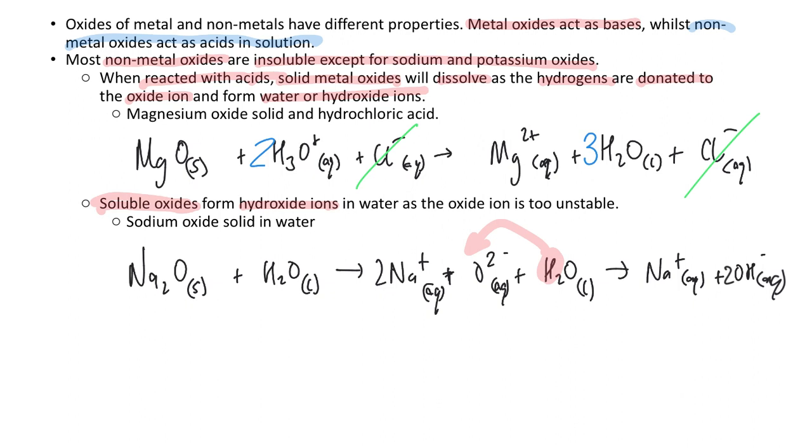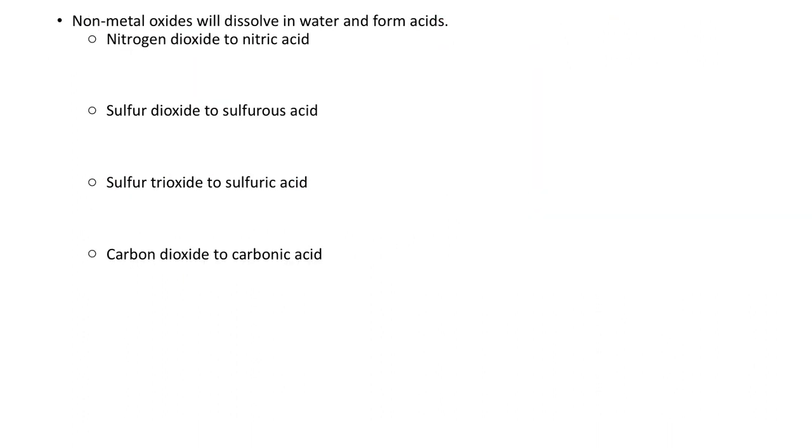Okay, and let's move on to the last couple of bits. Non-metal oxides will dissolve in water to form acids. Okay, so nitrogen dioxide does something pretty fancy. So when you add it to water, it forms HNO3, nitric acid, and some nitrogen monoxide, okay?